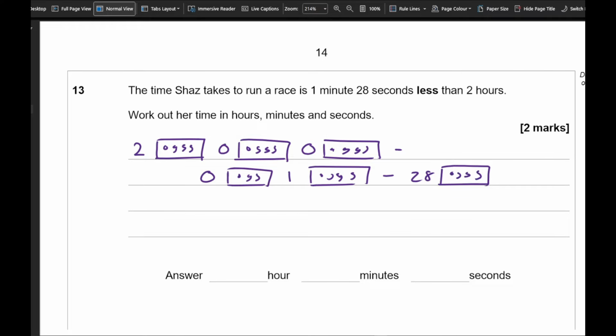Now alternatively, you could not use this feature, but it's entirely up to you depending on whether you've been shown this. As it's a feature on your calculator, there is no harm in using it, in which we get an answer of 1 hour 58 minutes and 32 seconds.